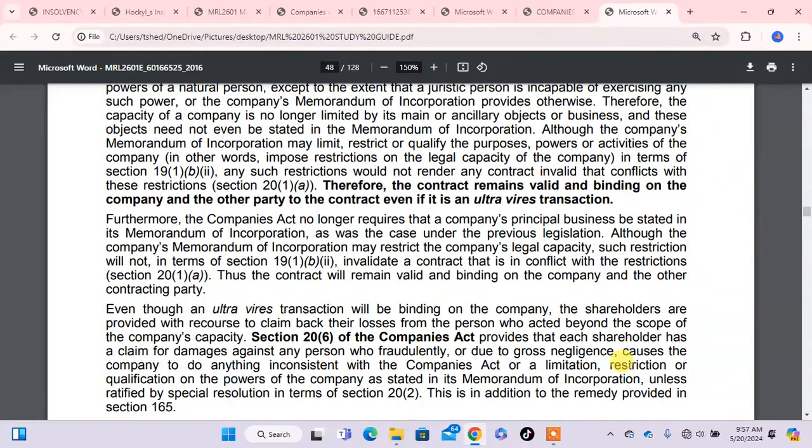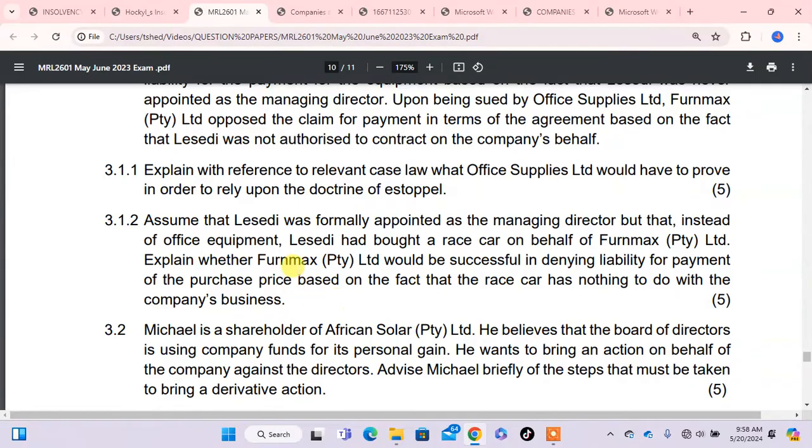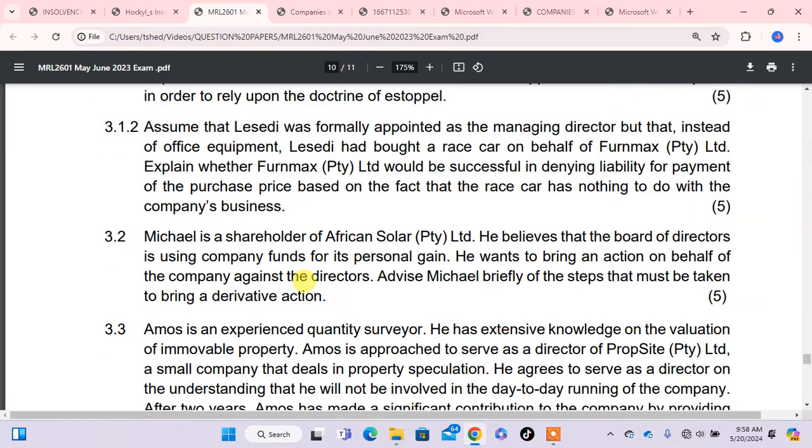And then you talk about the additional. However, the shareholders have recourse, or they have a remedy in terms of section 26 of the Companies Act, whereby they can claim damages against the person who fraudulently caused them damage. So now we know about this one. I won't be reading for you because you have a study guide. You can go and read for yourself. So this one you must apply ultra vires, and tell them that according to section 19, the company will be liable for such a contract. However, they have recourse.